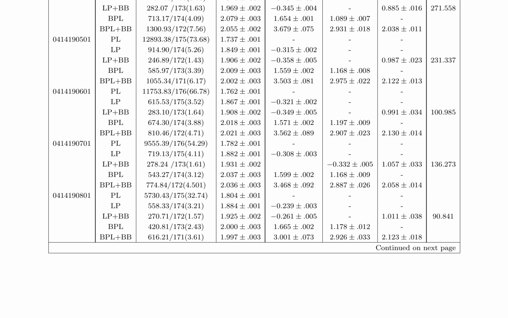The F-test probability values indicate whether adding additional components to the model significantly improves the fit. A low probability suggests that adding another component is statistically justified. In most cases, adding a blackbody component to the broken power law model results in a low F-test probability, indicating that this addition significantly improves the fit. Overall, this table provides insights into the suitability of different spectral models for fitting X-ray data, highlighting the potential benefits of using a combination of broken power law and blackbody components.